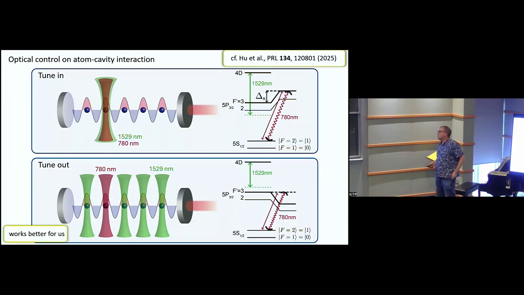It turns out that this tune out is a little bit easier for us to achieve. So the way in which a mid-circuit measurement would be realized is that in this register of qubits, when I want to measure just the state of this qubit, I shift all these other guys way out of resonance. I expose these atoms to light, which fluoresces into the cavity, and I collect the light inside of the cavity.